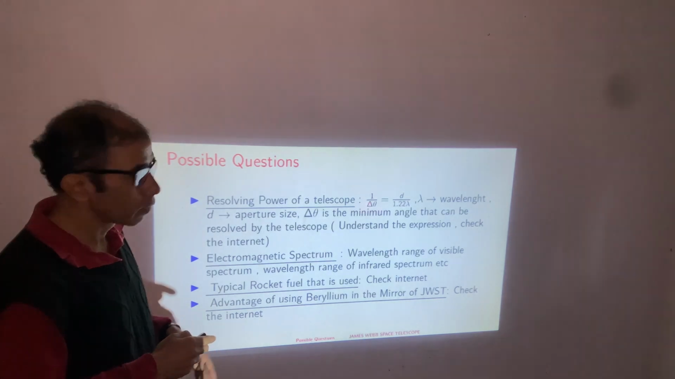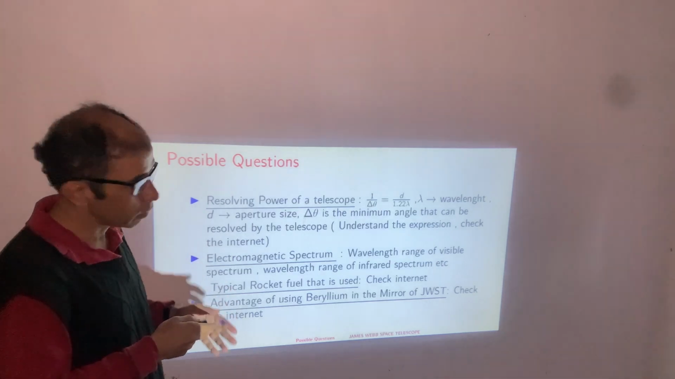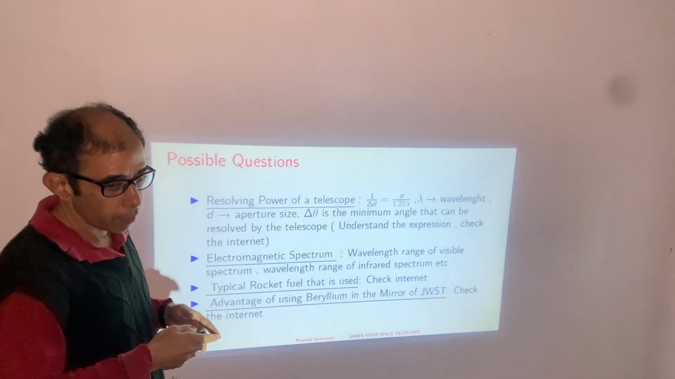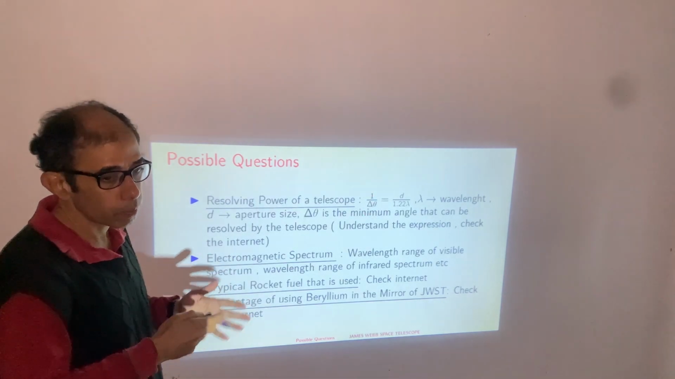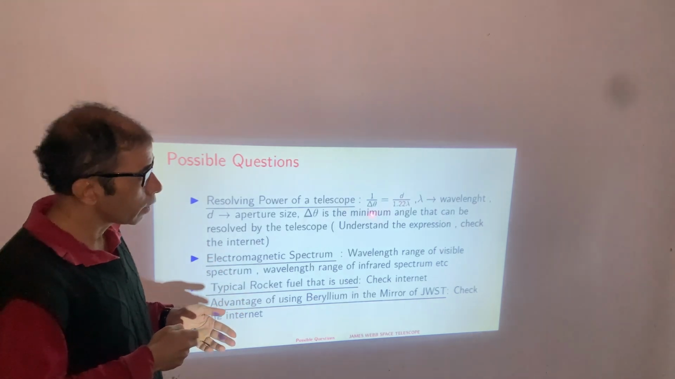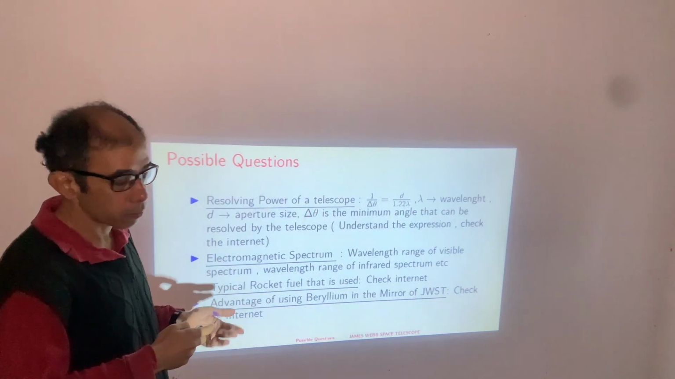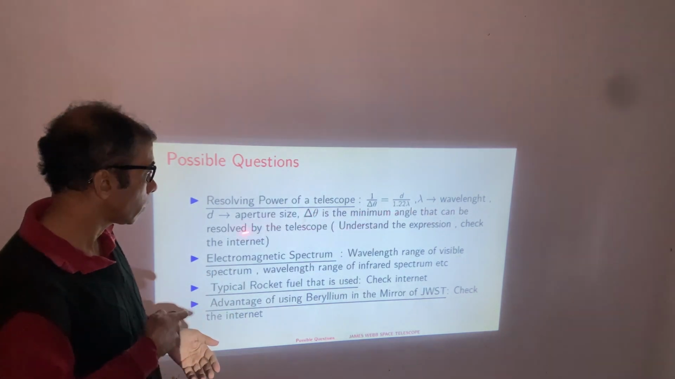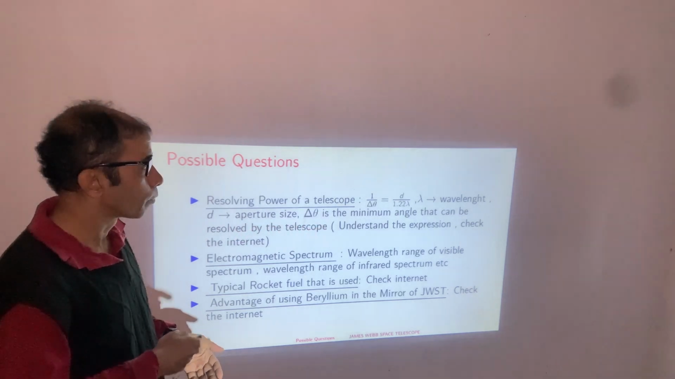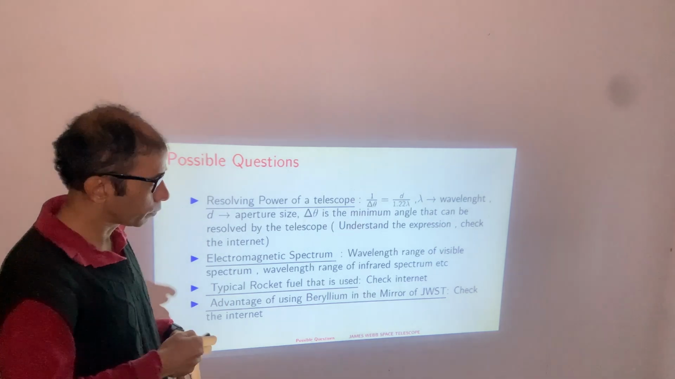So if the two objects subtend a smaller angle than delta theta at the telescope, then the telescope will not be able to differentiate between the two objects. So any angle which is greater than delta theta, the telescope will be able to resolve. So delta theta is the minimum angle that can be resolved by the telescope. So the resolving power of the telescope is given by 1 by delta theta.